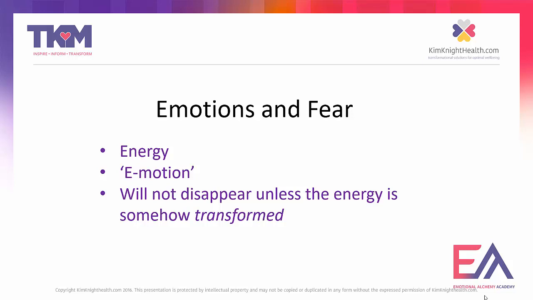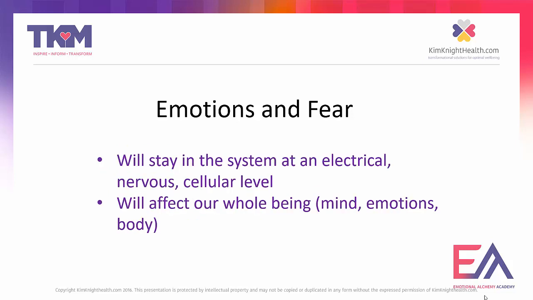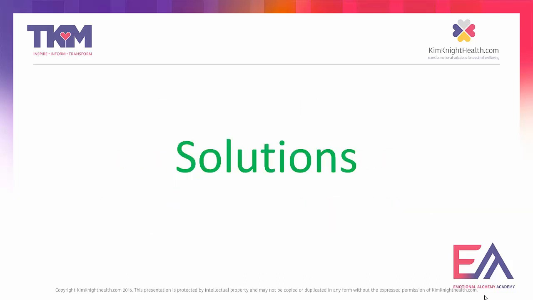And this is what needs to happen for emotions to clear out of the body. These emotions will stay in the system at an electrical, nervous, cellular level, and they will affect our whole being, our mind, our emotions, our body, until they're cleared. Now, the good thing is it doesn't have to be that difficult or take that long to clear them. So let's look at some solutions.